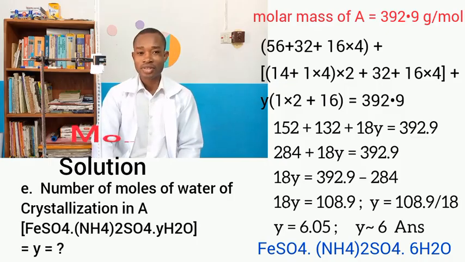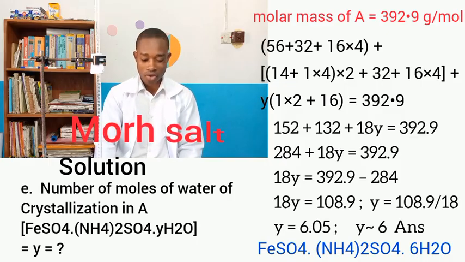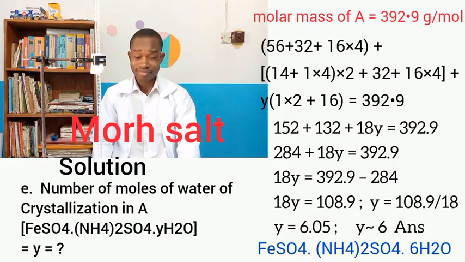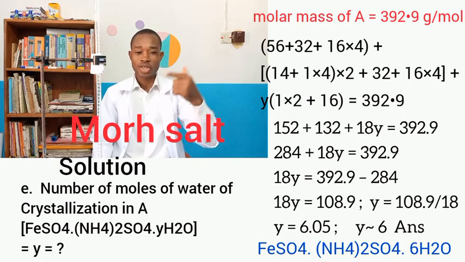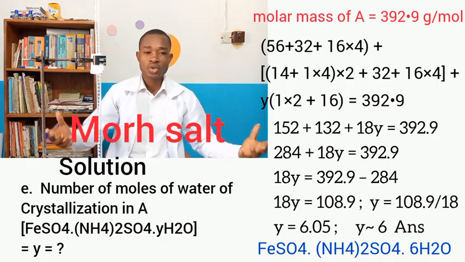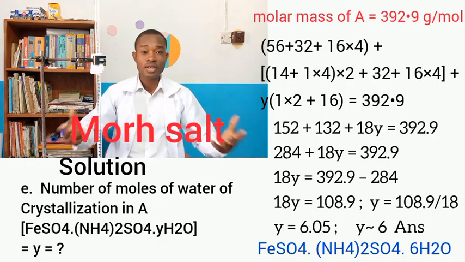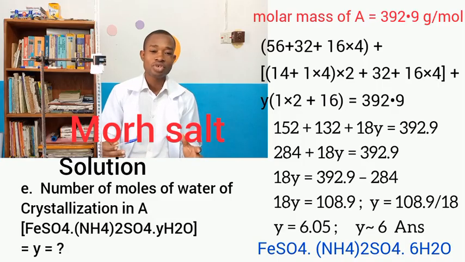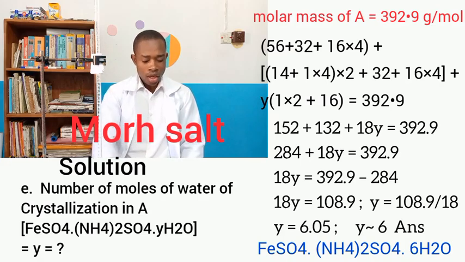This is also called the Mohr salt. The Mohr salt, M-O-H-R salt. That's the name of this salt. Take note, in case you hear of Mohr salt, just like you hear of washing soda, you hear of gypsum and the rest of them. This ammonium iron(II) tetraoxosulfate(VI) hexahydrate is called the Mohr salt.